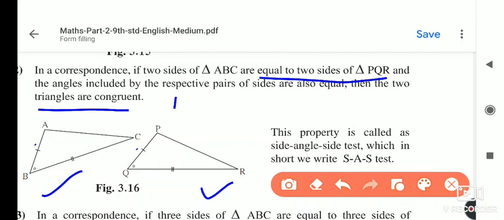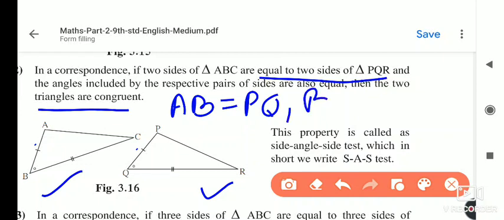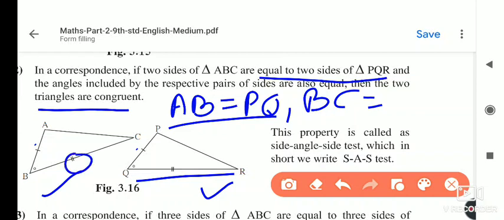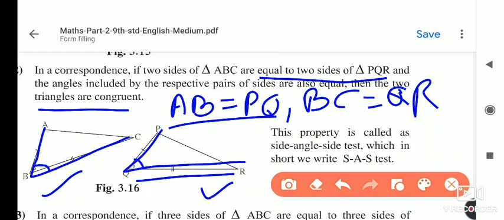So from this what we are saying, AB is equal to PQ. This is the side of the triangle. Then BC is equal to QR, shown with the congruence sign here. So BC is equal to QR, and the angle included by these two sides. These two sides include which angle? B. And these two sides include which angle? Q. So angle B is equal to angle Q.